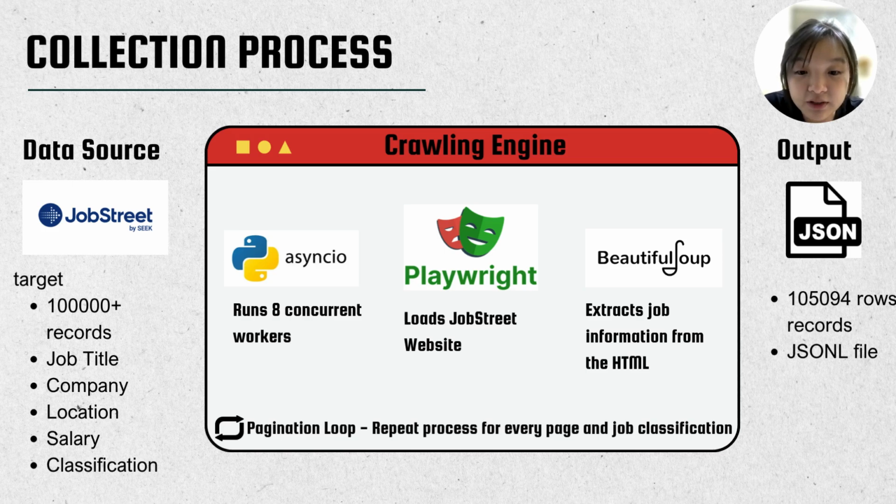The crawling process is handled by three main components. First is asyncio, which runs 8 concurrent workers to crawl multiple pages simultaneously to improve the scraping speed. Next, Playwright will load the dynamic JobStreet web page and render the content. After the page is fully loaded, Beautiful Soup will process the HTML and extract the job information. This process is repeated through a pagination loop across every page and also every job classification until no more records are available. Finally, all extracted data is stored as a JSON file, producing a total of 105,094 job records.